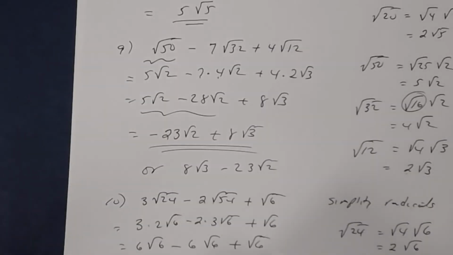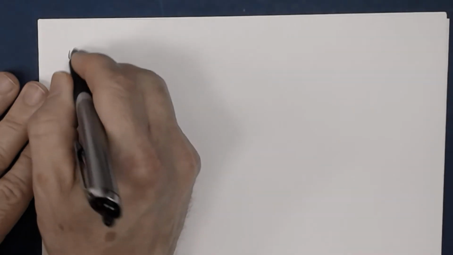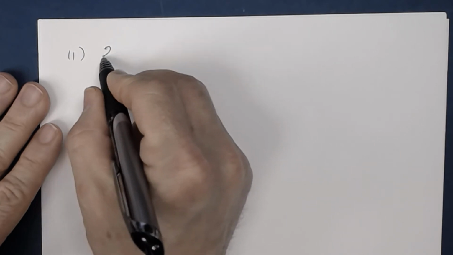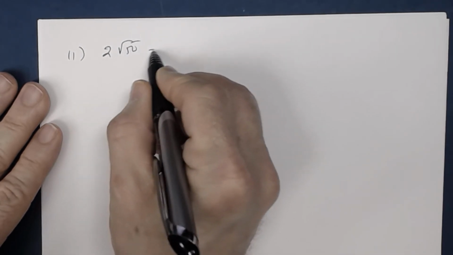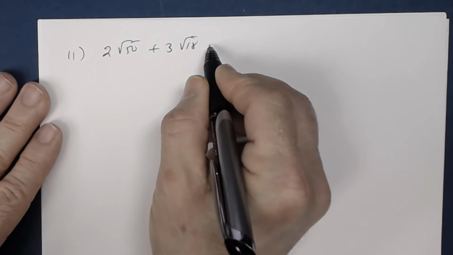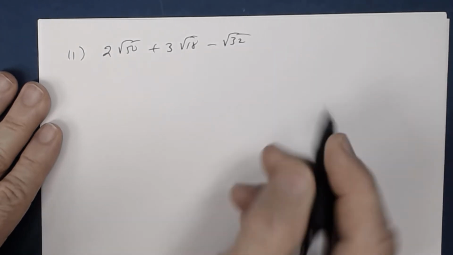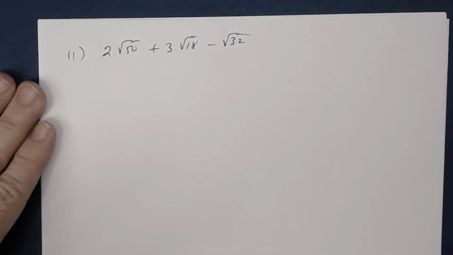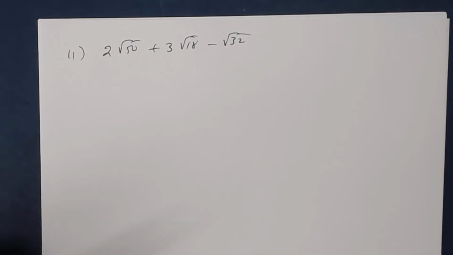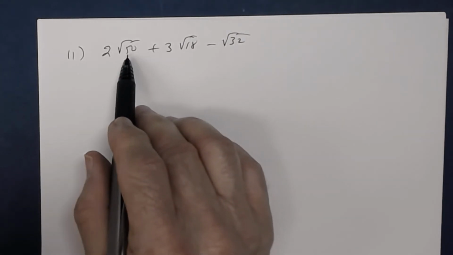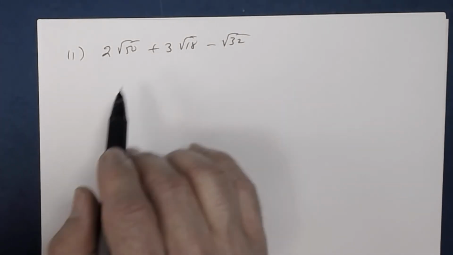All right, let's look at number 11. In number 11, let's say we have 2 square root of 50 plus 3 square root of 18 minus the square root of 32. So let's simplify each radical. Obviously I can't combine any of those because they're not alike.